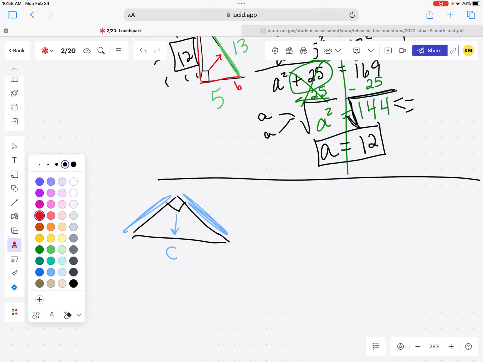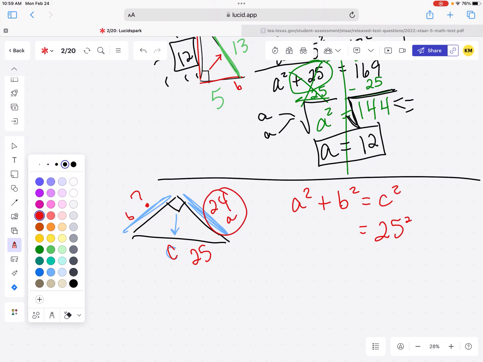Okay, so if I have 25 here and I have 24 here, what is this one? Well, I know this must be A and B, and this one is C. So I'm just going to fill it into my formula. A squared plus B squared equals C squared. I know that this is 25 squared, and I know that my A is 24 squared, and I'm looking for my B squared.